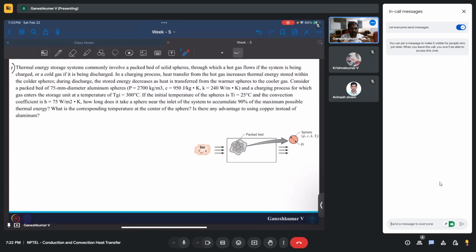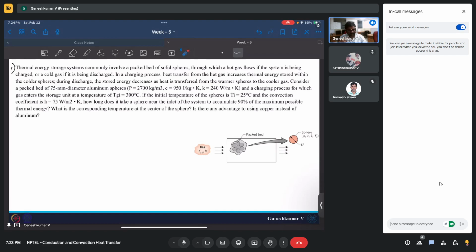So if the thermal energy storage system is made of solid spheres, and the solid spheres are hot, you send air inside, which takes away the heat. The air gets heated up and comes out as hot air. That's what it means. If the cold gas flows, then the system is being discharged.